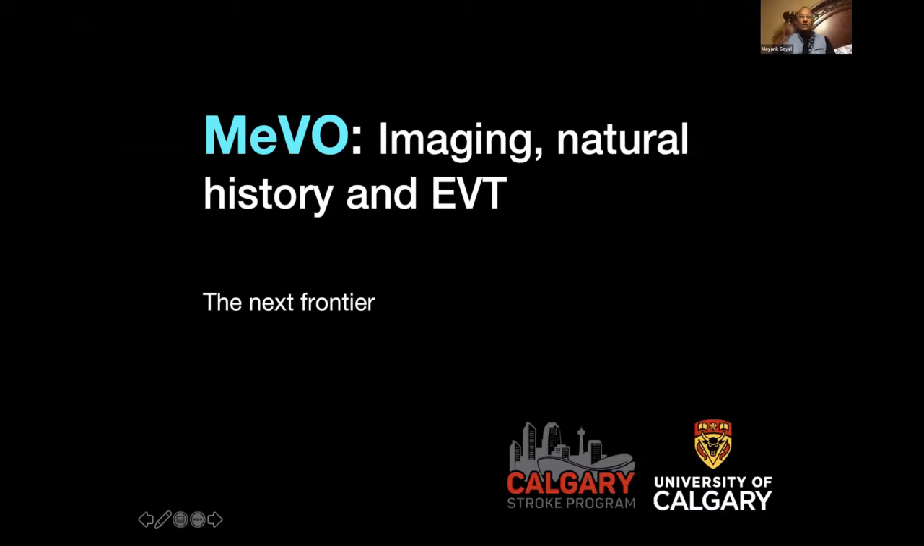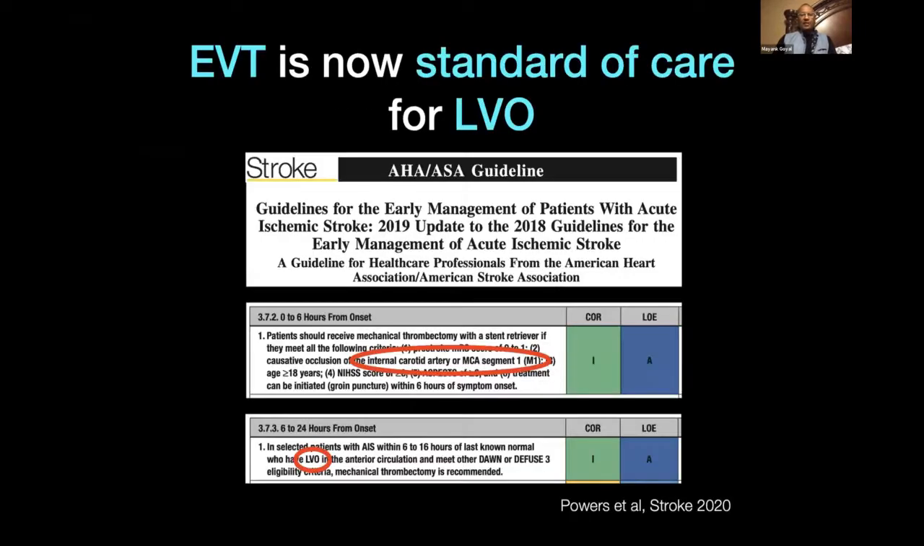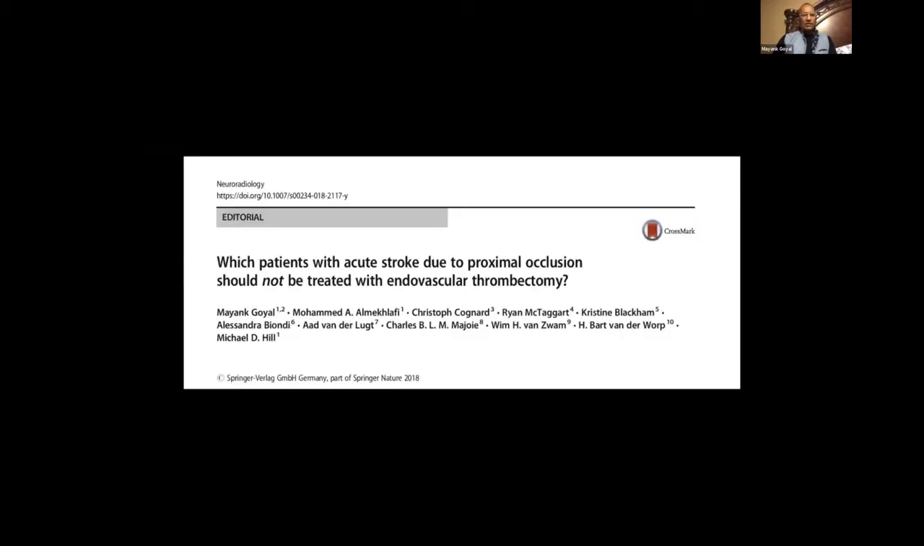Excellent. So MeVO is medium vessel occlusion, and I've deliberately changed the title slightly. These are my disclosures. I work with certain device companies, but the guidelines for EVT are now so clear that I'm not going to spend time on it. In fact, I wrote an article a few years ago saying that the problem with large vessel occlusion is not which patients we should treat. The problem now is which patients we should not treat. So given that, I'm not going to spend much time on large vessel occlusion.